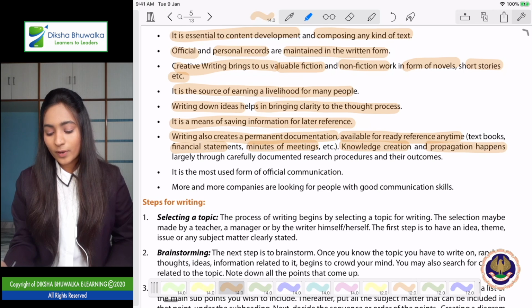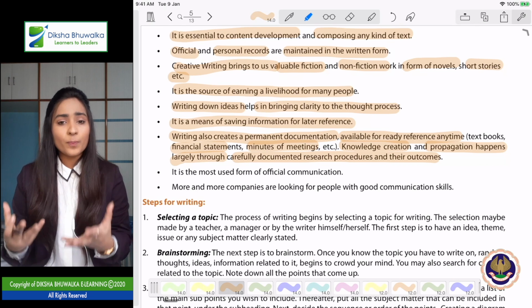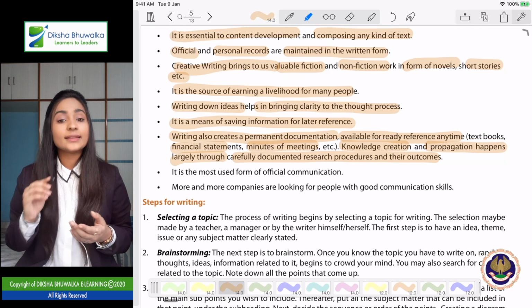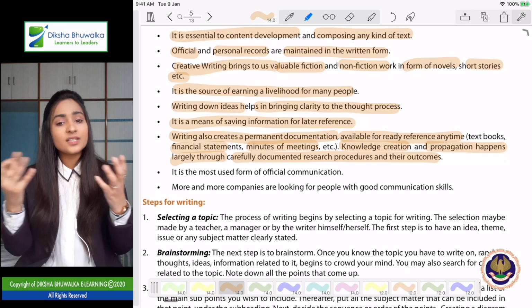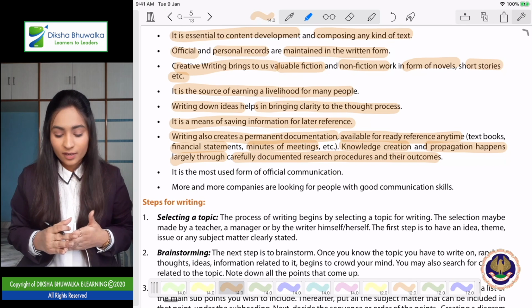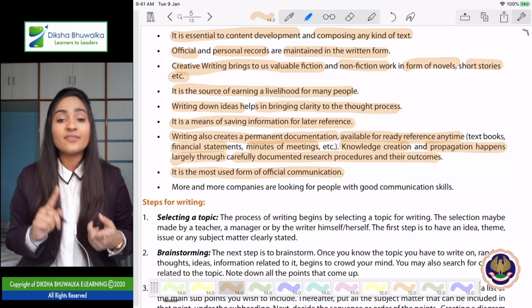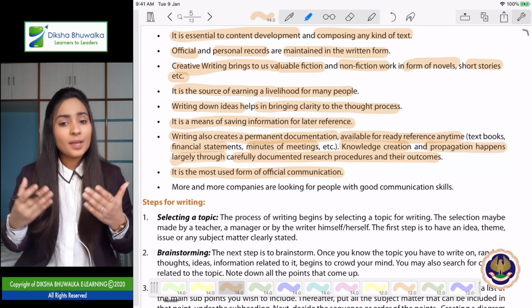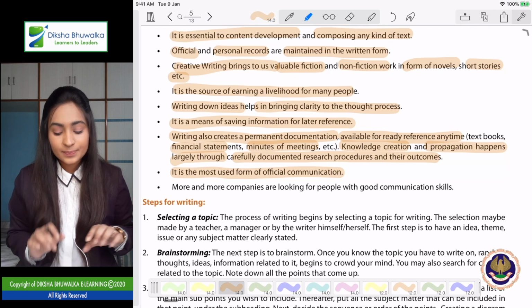Knowledge creation and propagation happens largely through carefully documented research procedures and their outcomes. Now creating knowledge and propagation means promoting it. Now if you create knowledge and you want to promote it, that also you can do through writing it down, through maintaining research papers and distributing them in various social media forms. It is the most used form of official communication. Whenever the communication is official, it is written down. It is documented. Maybe it is written by hand on paper, or it might be written in mails.